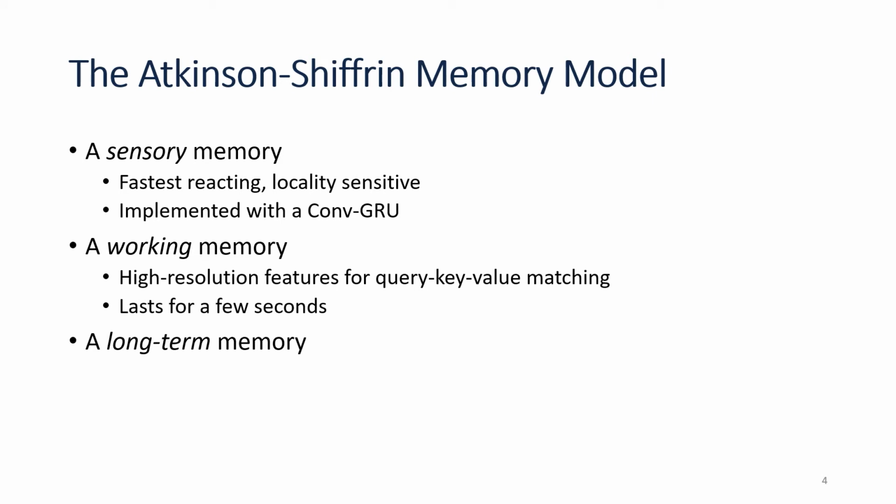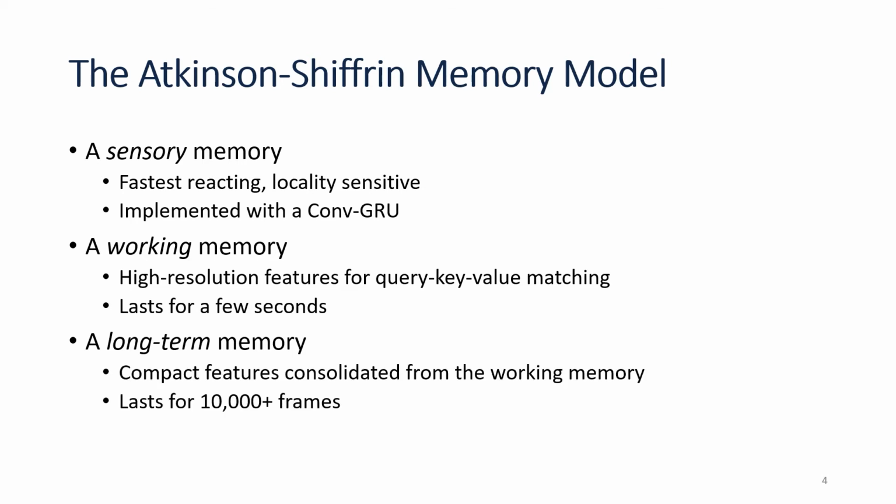The working memory contains high resolution features, and they can be used for query key value matching, which is attention matching. Because of its high resolution, we only keep it for a few seconds. The long-term memory, on the other hand, stores compact features consolidated from the working memory. Because these features are already compressed, we can store them for a long time, say for tens of thousands of frames, without running into any GPU memory problem.